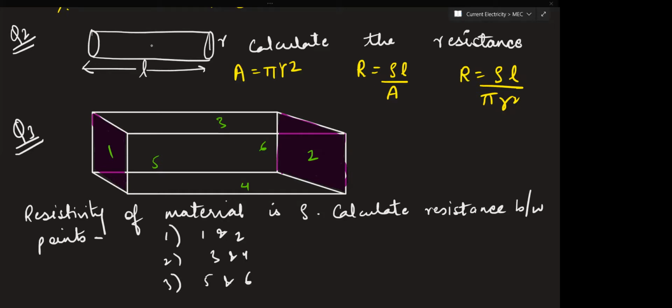These 1, 2, 3, 4, 5, 6 are actually the faces. This is the first face, this is the second, upper face is third, bottom face is 4, front face is 5, and the back face is 6. These are the faces of this cuboid.